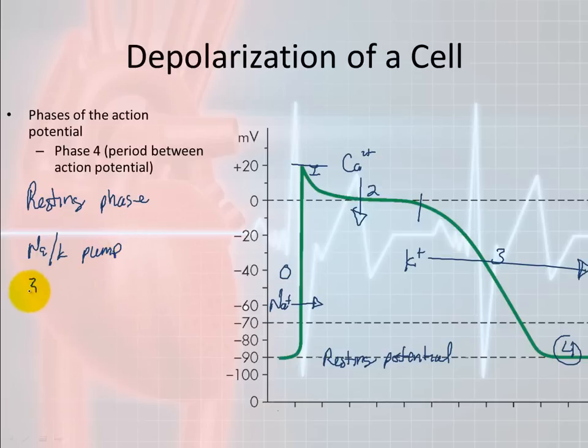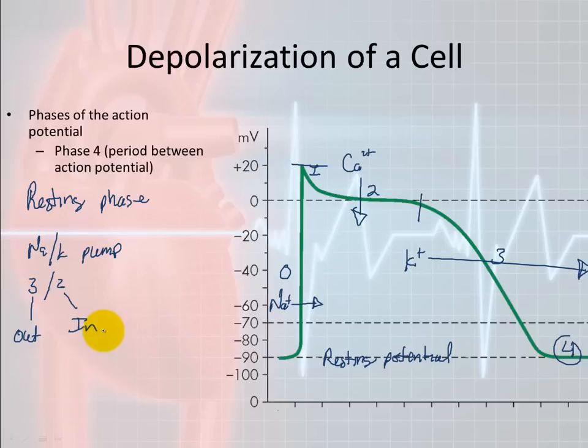And basically there are 3 sodium ions for every 2 potassium ions. So 3 sodium ions are pumped out, and 2 potassium ions are pumped into the cell. And this occurs during phase 4.